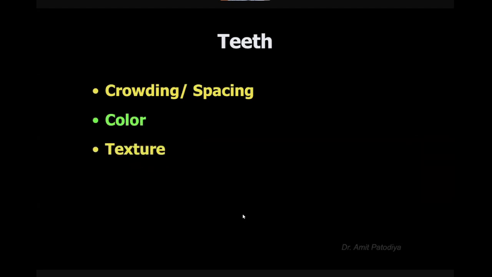You have to also analyze the crowding, spacing, color, texture, because when we are finishing our composite restorations, color and texture is what the patient wants either to be changed completely or to be reproduced exactly as they were before. So if we have not observed all these things, can you understand? Can you think if you can recreate what you have not seen, what you have not recorded? It's very difficult.